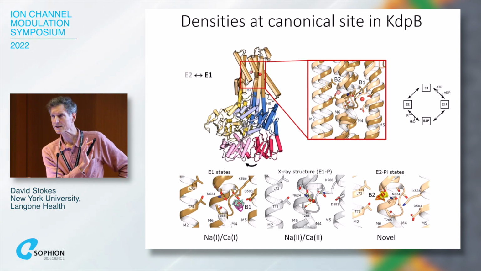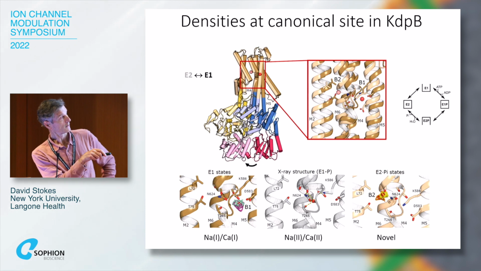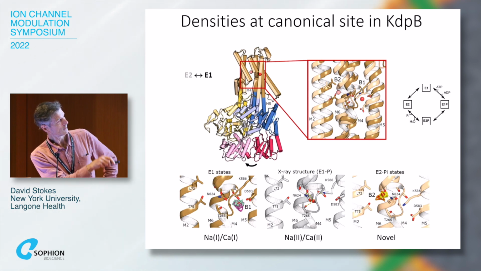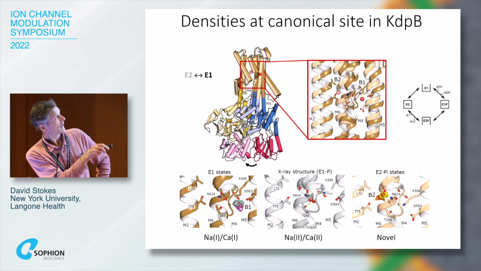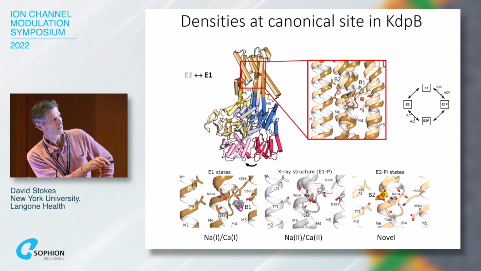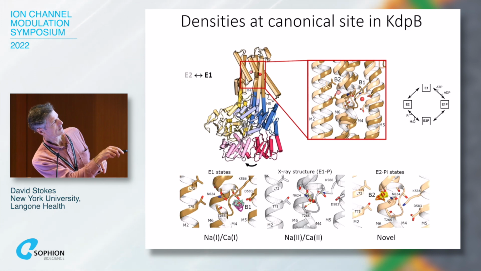The X-ray structure is a whole other story. It's kind of an inhibited state, which we think represents an intermediate in the release. And the ion is bound right along this M4 helix in an unwound portion, also a canonical site in the other P-type pumps. And then in this E2 state, we see densities that are in a completely novel location, to the left of this canonical ion binding site.